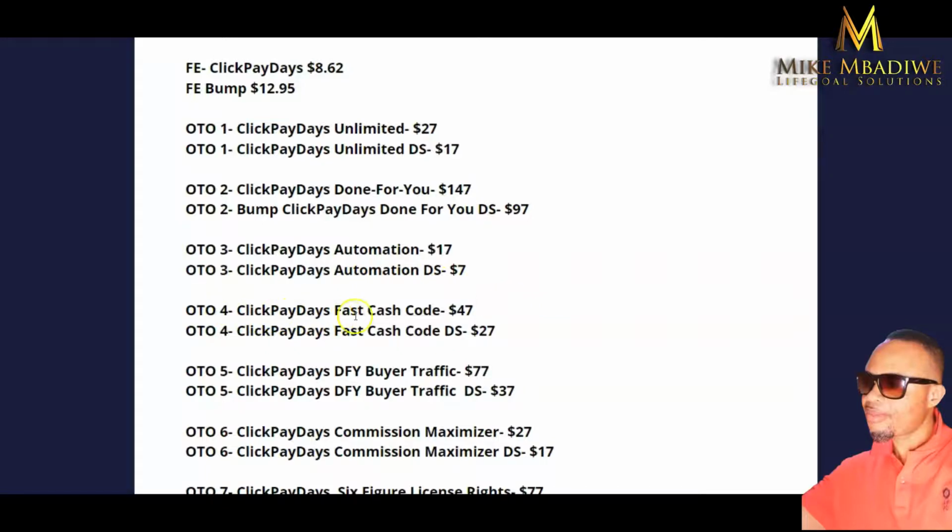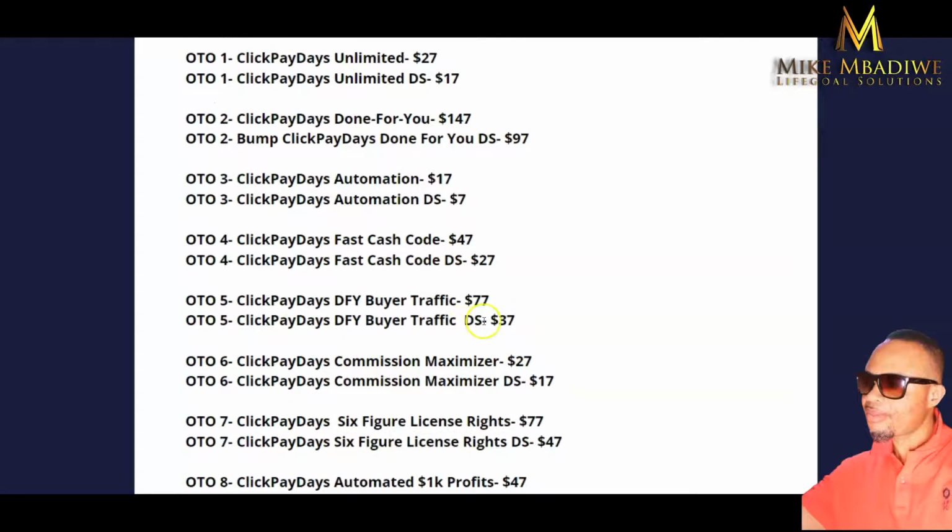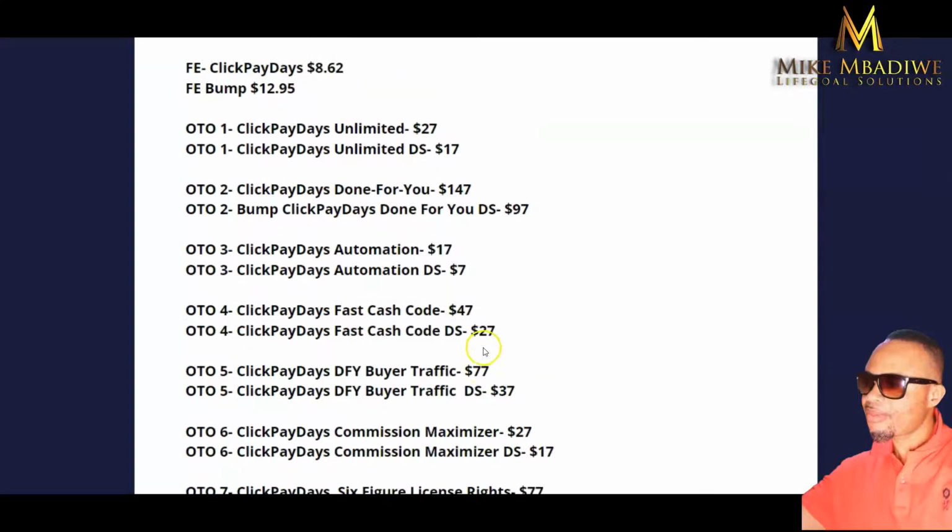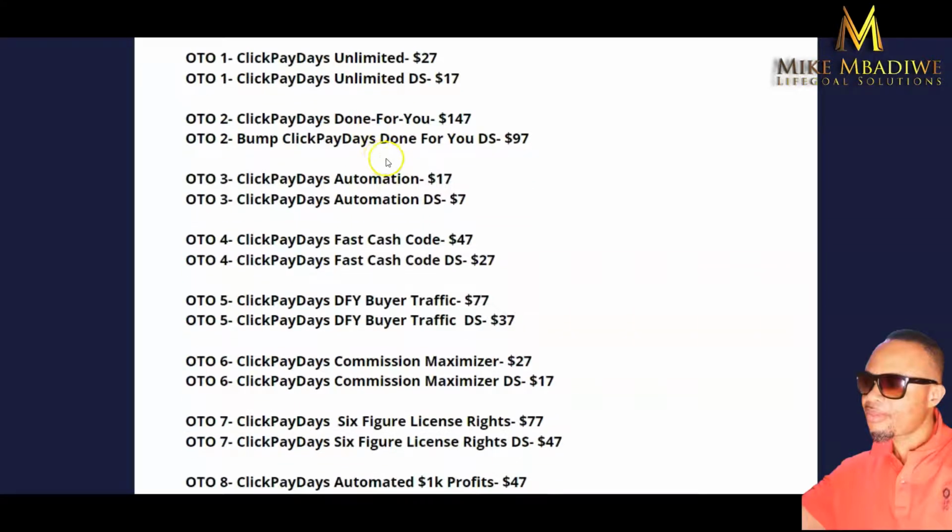Now you have OTO number 4, ClickPayDays fast cash code, goes for $47, downsell at $27. OTO number 5 will go for downsell of $37, which is the done for you buyer traffic, which is very good. Basically, even if you buy this front end for this price, it is advisable to buy also the OTO number 1, which is the unlimited version, where you have unlimited everything.